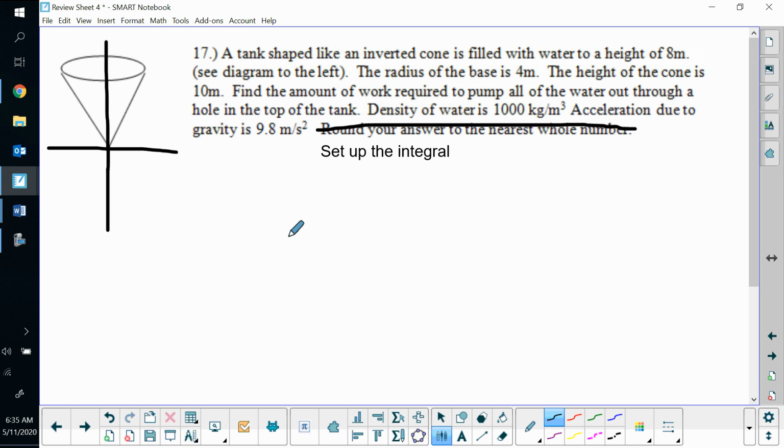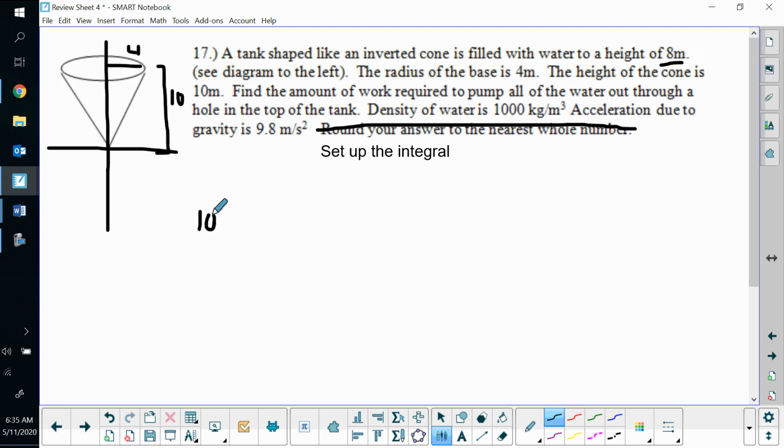It's filled with water to a height of 8 meters. The radius of the base is 4 meters. So we know this is 4. And the height of the cone is 10. So this is 10. But keep in mind, we're only filling it up to 8. Find the amount of work done to pump all the water out through a hole in the top.